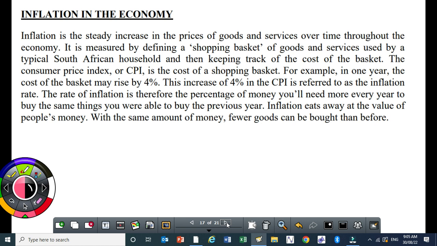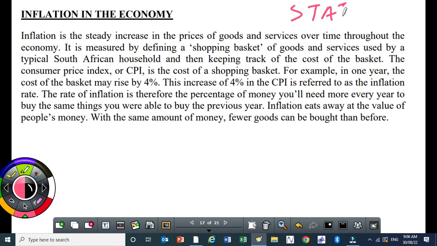If your salary did not go up, but the price of goods in the supermarket went up, then you are going to have a challenge to survive. That's why recently the trade unions wanted to have a strike. Understand? They were striking because the salaries are remaining stable, but the price of goods is going up. So it's called inflation. Now, inflation is calculated by Stats SA.